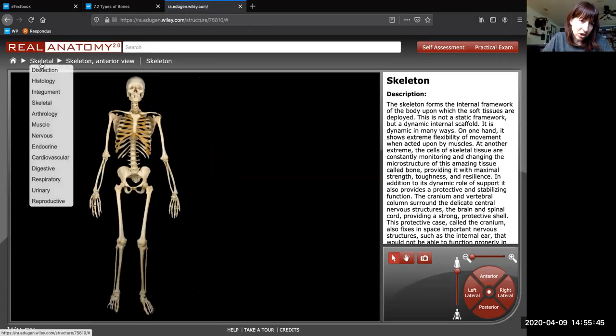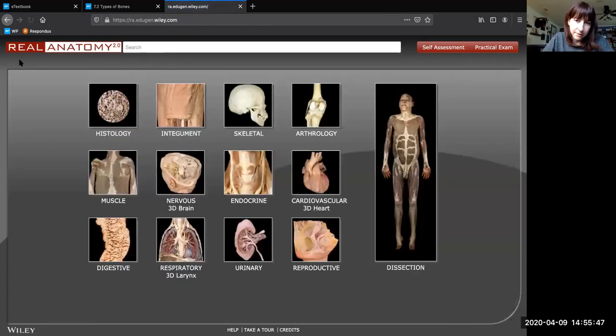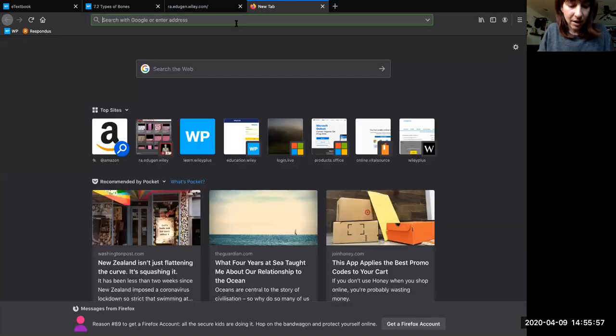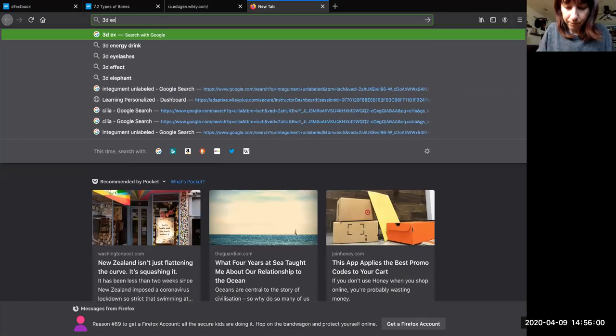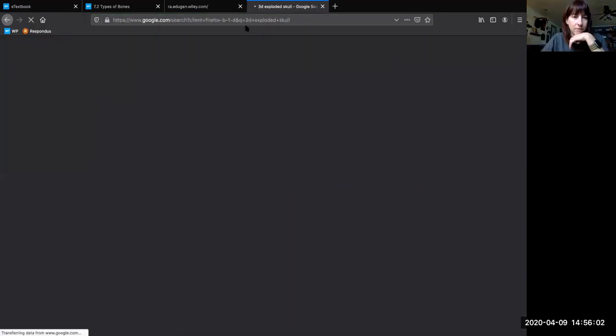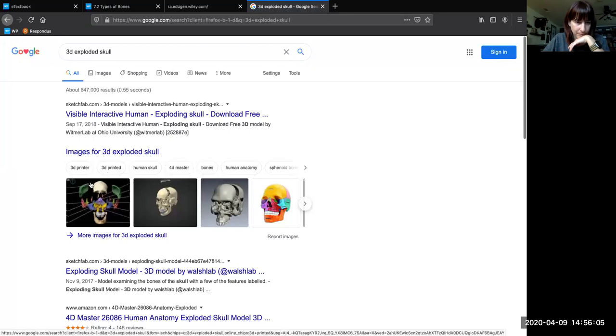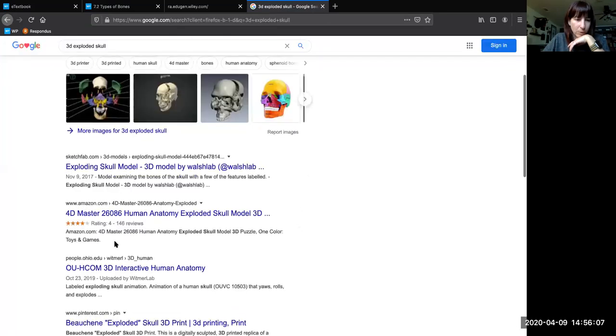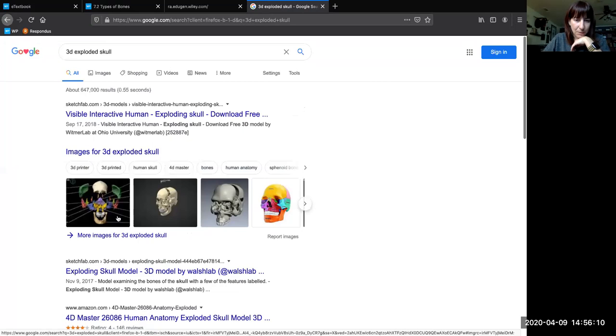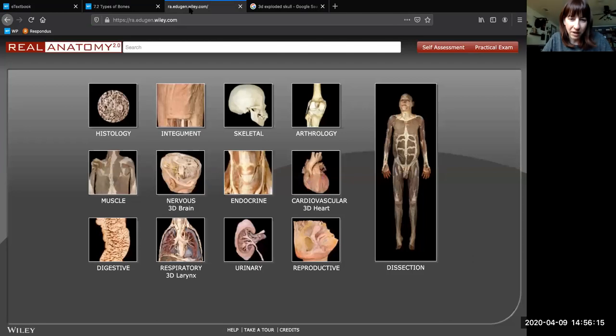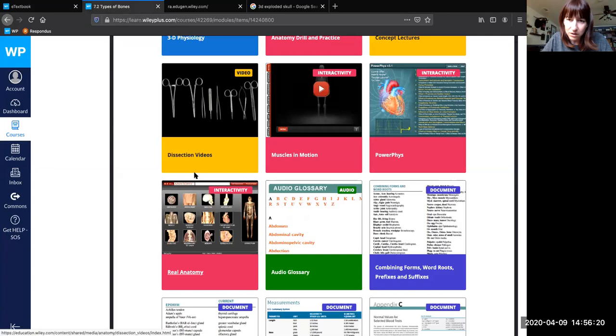Is there a skull? Specifically, I want to find you guys an exploded skull, a 3D exploded skull. Not a GIF, but something that you can manipulate. Anyway, I'll find you guys something that you can turn around in space. I'm a little bit disappointed that Wiley does not have something like that. I'm still a little bit surprised, actually, that they don't.